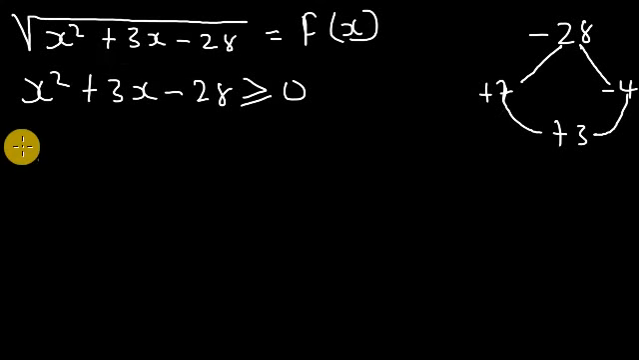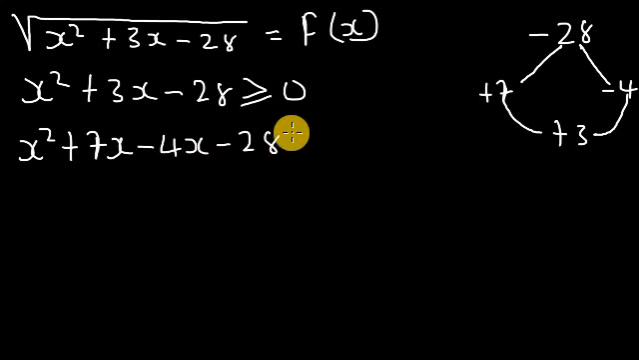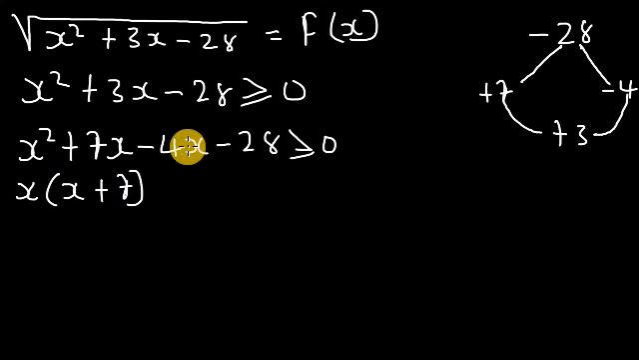So let's go. I'm going to have x squared plus 7x minus 4x minus 28 to be greater than or equal to 0. Then I'm going to factorize at this point. So let me take the GCF. I have x to be common for this part, as I'm trying to group it. Then I have x plus 7 left over. Then I'm going to take negative 4 as a common factor over here, and I have x plus 7 left over.